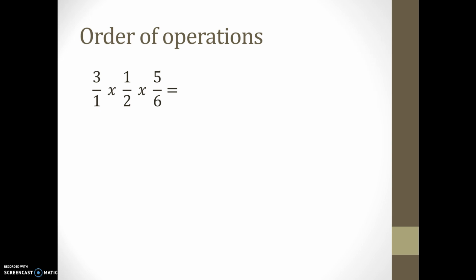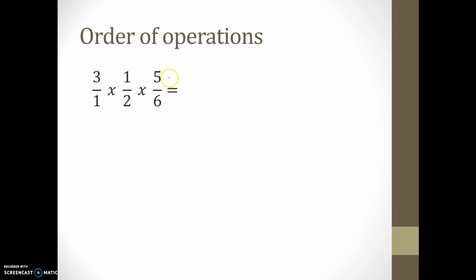All right, let's try something that has some multiplication. Okay, when we have multiplication and division problems only, we just work from left to right. And so that's what we're going to do here. Now, when we have multiplication problems, we can cross-cancel, and we can cross-cancel anywhere in that problem as long as we're choosing one numerator and one denominator.